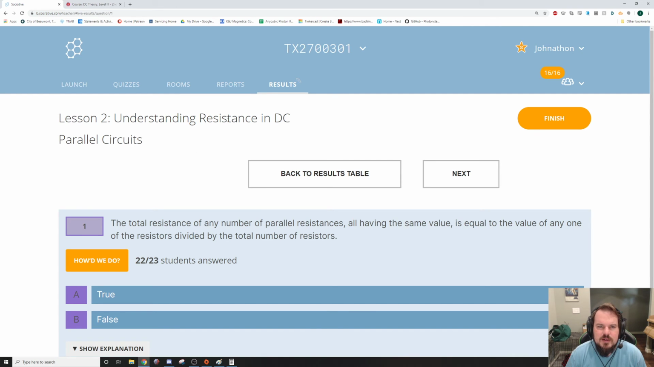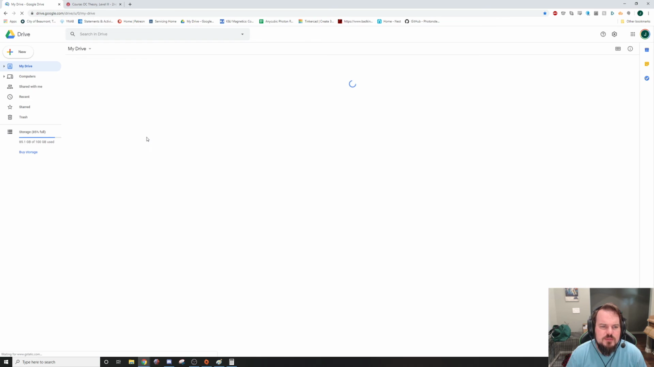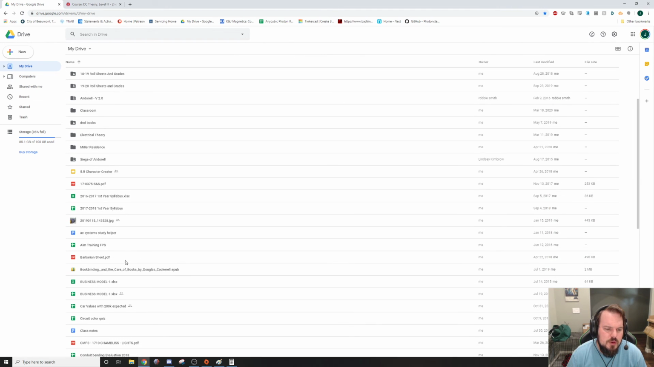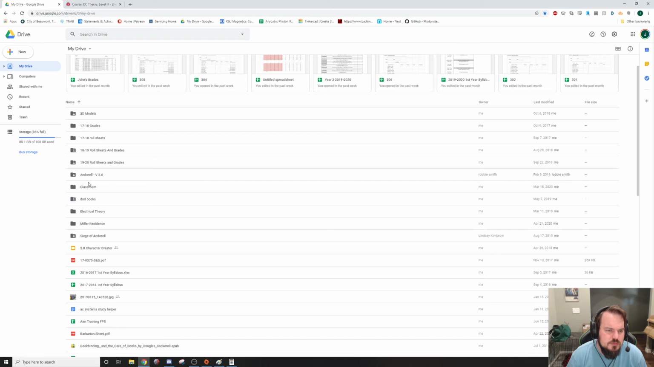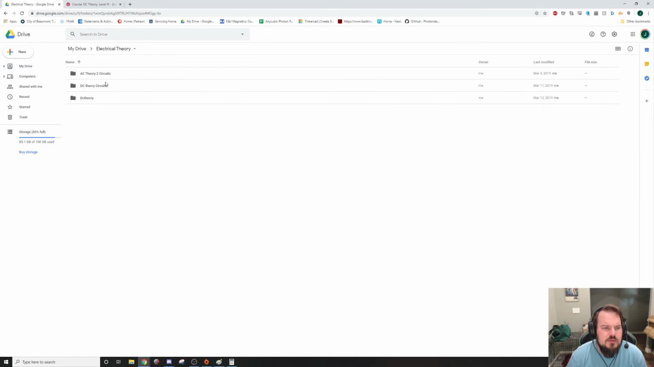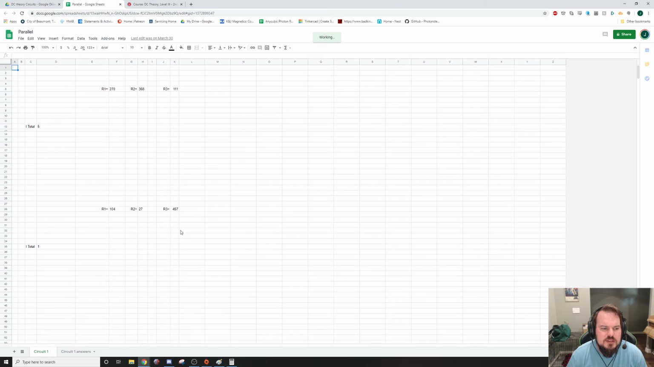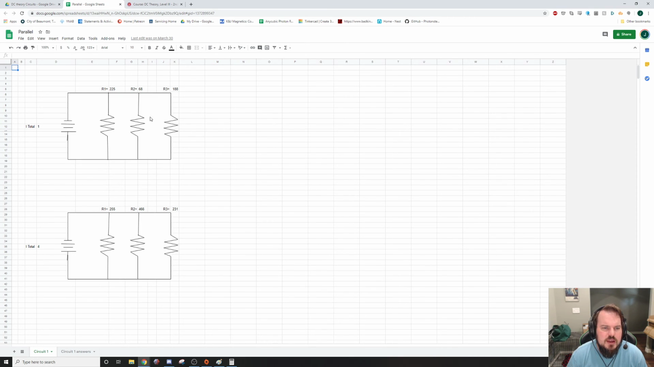Let's look at my drive. I think I have some parallel circuits worked up. Electrical theory, DC theory circuits, parallel. Oh, this is just one page. It's good enough. I'll work some of these in a little bit, maybe sometime over lunch, just to have a video up of working with these.